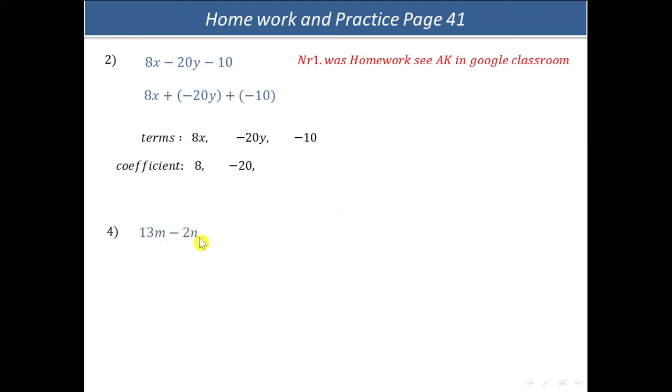For 4, we have this equation here. There is also a negative part here. You can write 13m plus, between brackets, minus 2n. We have two terms, 13m and minus 2n. But he's asking me for the factors. What are the factors? 13 and m for term 1 and minus 2 and n for term 2.